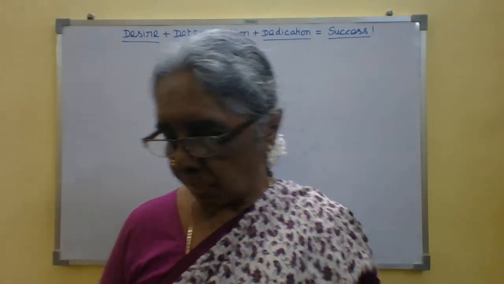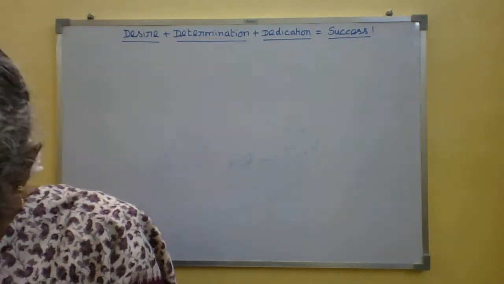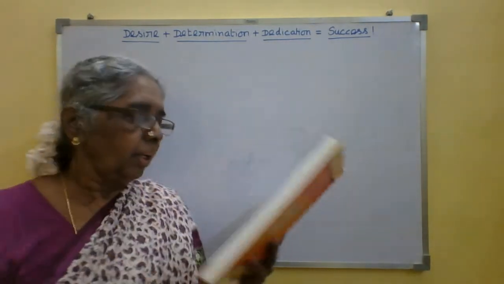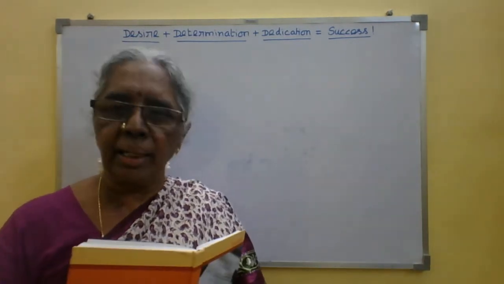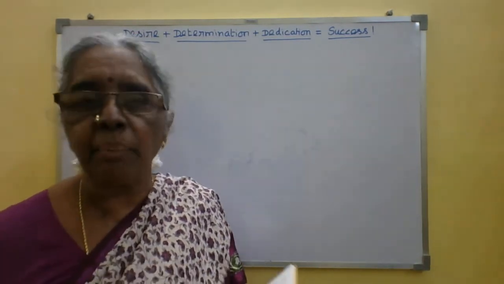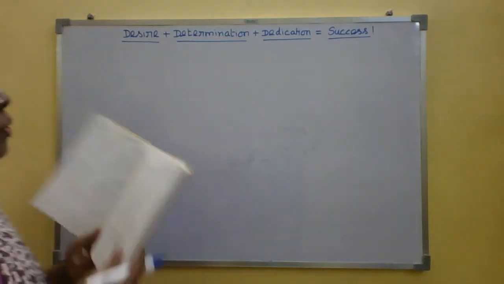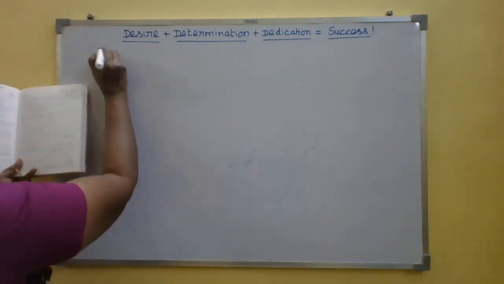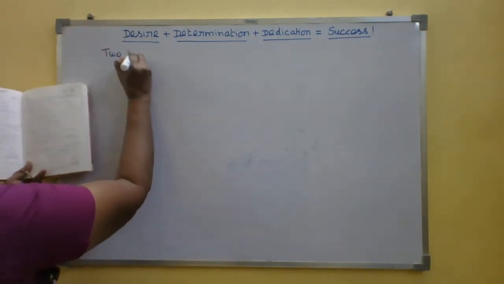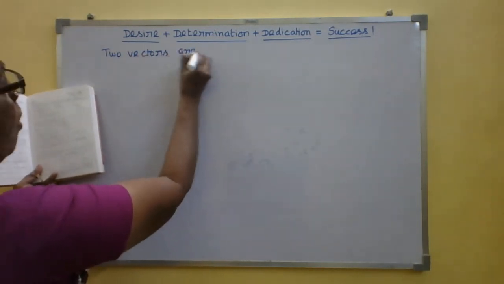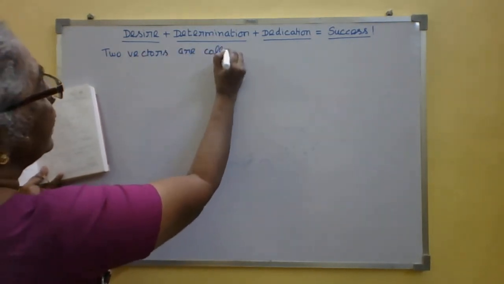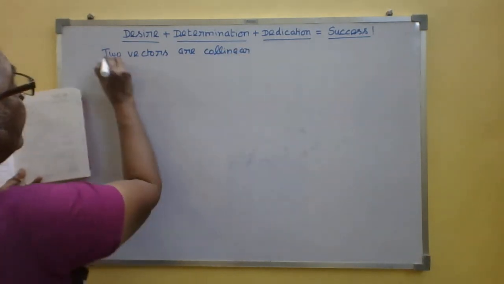Now let us see the sums. How to prove two vectors are collinear. Collinear or parallel, both are same as far as vectors are concerned. So you want to prove two vectors are collinear.